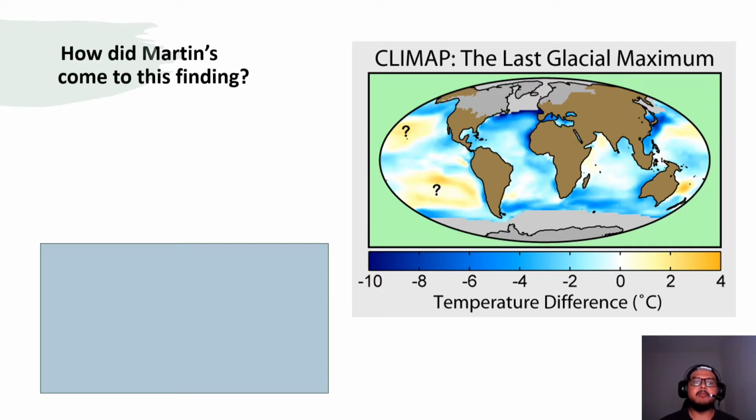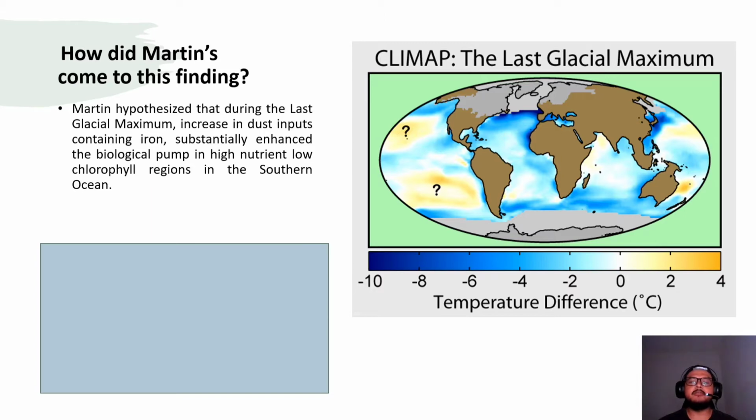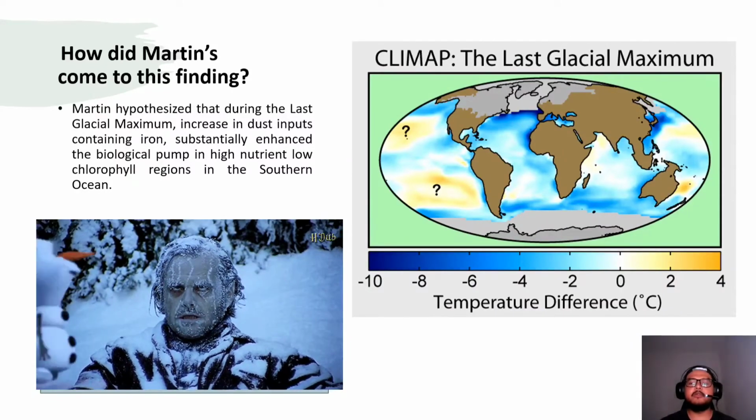So, how did Martin come to this finding? During the last glacial maximum, it is known that the weather was very dry and the wind pushed all the dust into the ocean. The dust contained a lot of iron, so Martin hypothesized that during the last glacial maximum, an increase in dust input containing iron substantially enhanced the biological pump in the high nutrient, low chlorophyll region in the Southern Ocean. As you can see from the map, the water temperature during that time was very low.